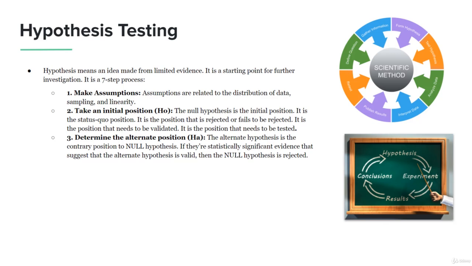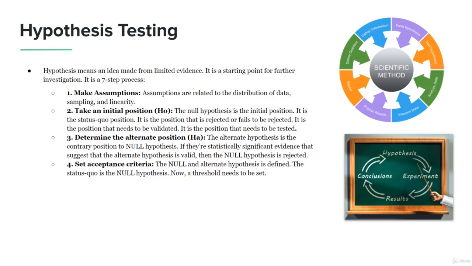And we're going to get into the null and what that means in the H0 and HA in a moment. And so the next step is to set acceptance criteria. The null and the alternate hypothesis are defined. The status quo is the null hypothesis, and at this time, a threshold needs to be set. So number 5 here, we conduct fact-based tests, right? This is where the testing is done. The predictions are made and the outcomes are noted.